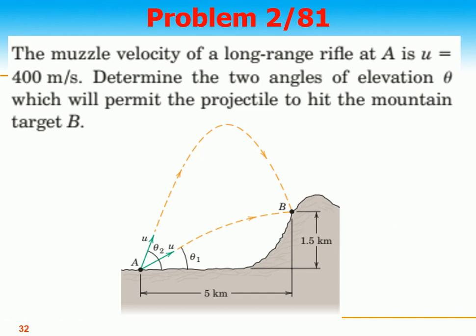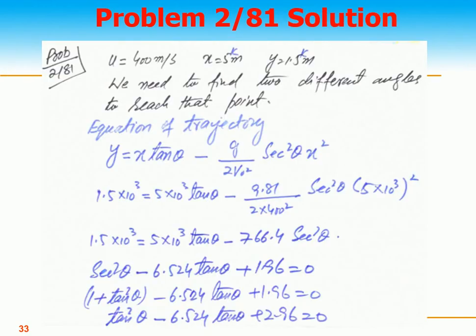So we have the x and y coordinates, and we have the velocity. If we put these in the trajectory equation, we will get a trigonometric equation, and by solving this quadratic equation we can find the angle. I did the same thing. We have been given 400 meters per second, x equal to 5 kilometers, y equal to 1.5 kilometers. So we need to find the different angles.